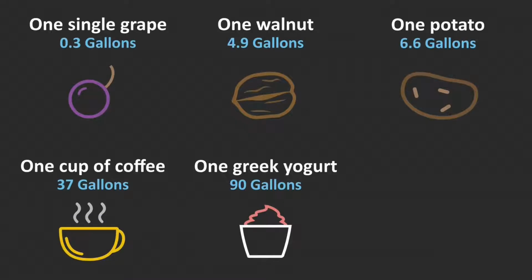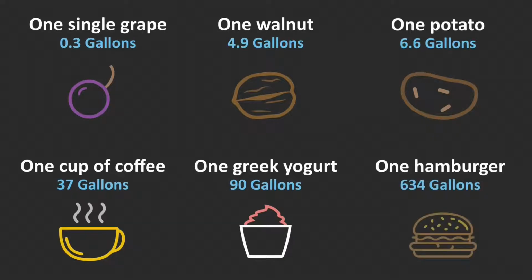I just told you dairy is very water intensive. For example, Greek yogurt is about 90 gallons. And the real water intensive food is meat, especially beef. One hamburger is over 600 gallons of water.